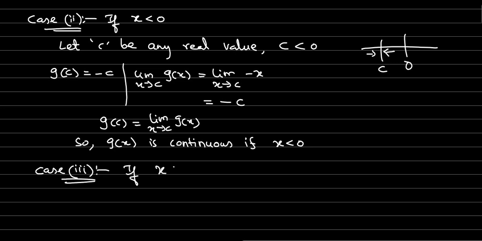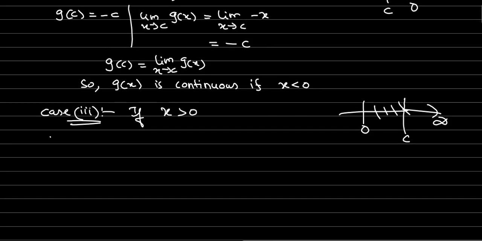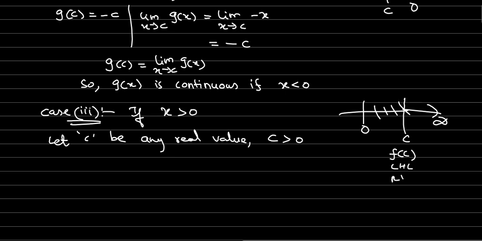If x is greater than 0, basically we have infinite real values in this interval. We are going to have a common name, that is c. Let c be any real value. At the same time, c should be greater than 0. To check the continuity, we need three things, that is f of c, left hand limit and right hand limit.